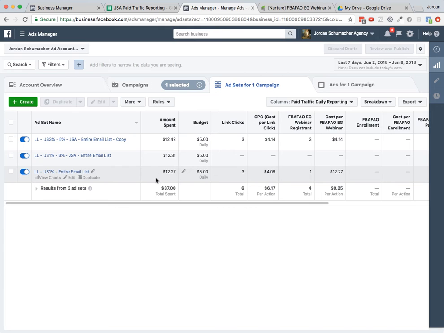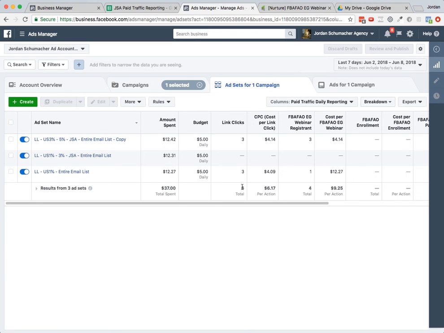Now this is interesting. Typically, I would expect the 1% email list audience to perform better. However, again, we're slightly out of KPI here, but 3 link clicks is not at all a good sample size. I mean, we could have just gotten unlucky and 3 poorly qualified people could have clicked on our ads, and then the next 10 will actually click and register. So again, typically I don't like making decisions with less than 30 link clicks.